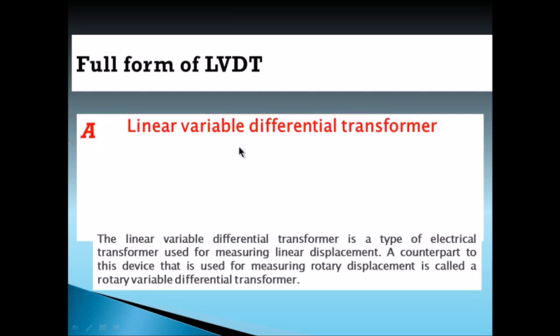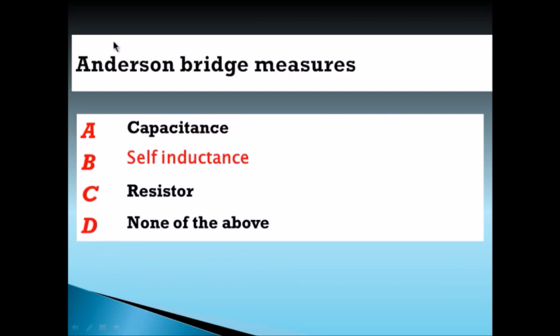Full form of LVDT: linear variable differential transformer. Sometimes this may be asked in the exam. What is the linear variable differential transformer? It is a type of electrical transformer used for measuring linear displacement. A counterpart to this device, used for measuring rotary displacement, is the rotary variable differential transformer. It comes in two variants: linear and rotary displacement measurement.